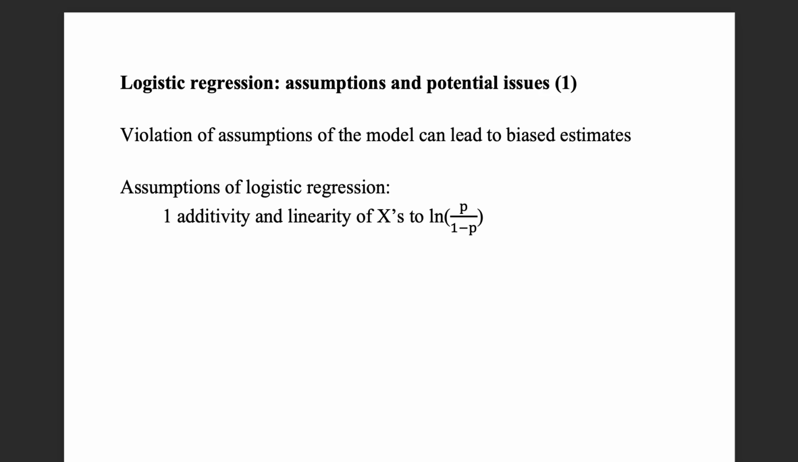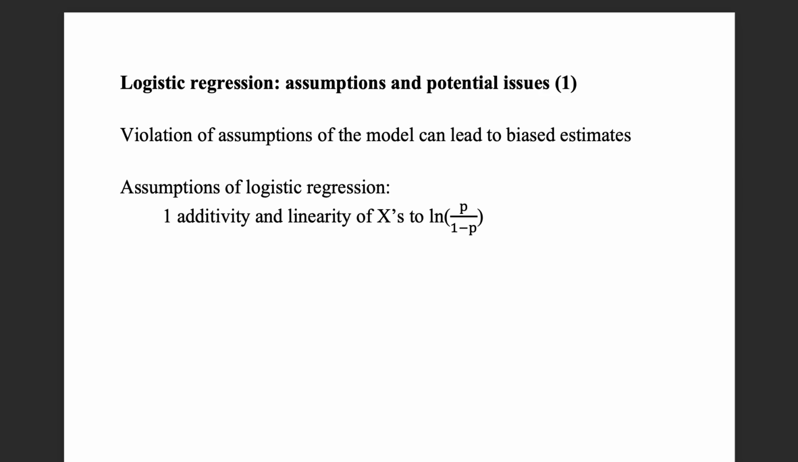That means that it has to make sense to assume that there is a linear effect of our x variables on the predicted log odds. So for instance, where might this not be the case? Well, for instance, if the true effect is a curvilinear effect. So let's say we want to estimate the effect of age on voting.